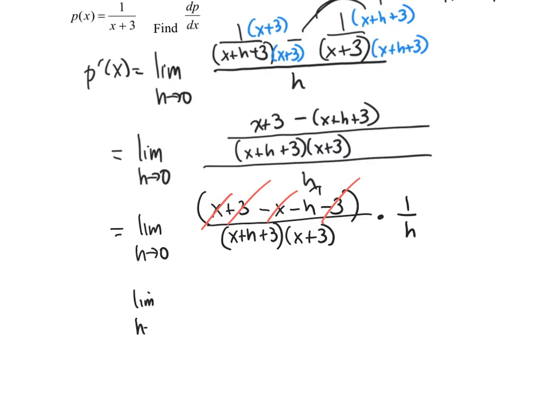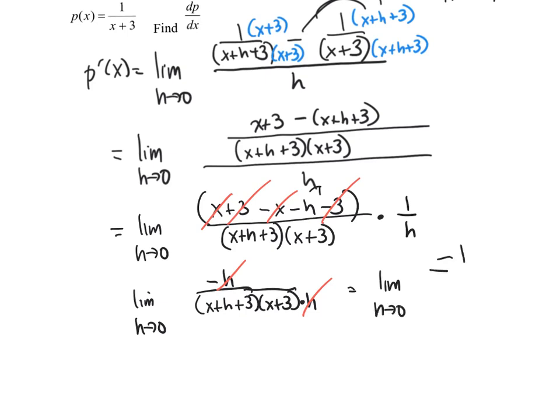So we have the limit as h goes to 0 of negative h over x plus h plus 3 times x plus 3 times h. Well, but hey, look, those h's cancel out. So now we end up with the limit as h goes to 0 of negative 1 over x plus h plus 3 times x plus 3.